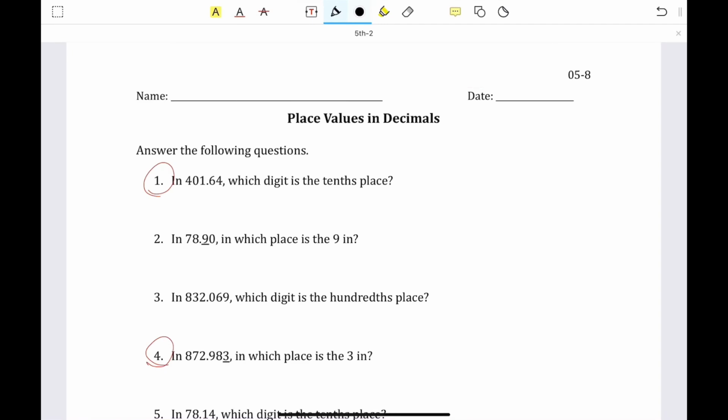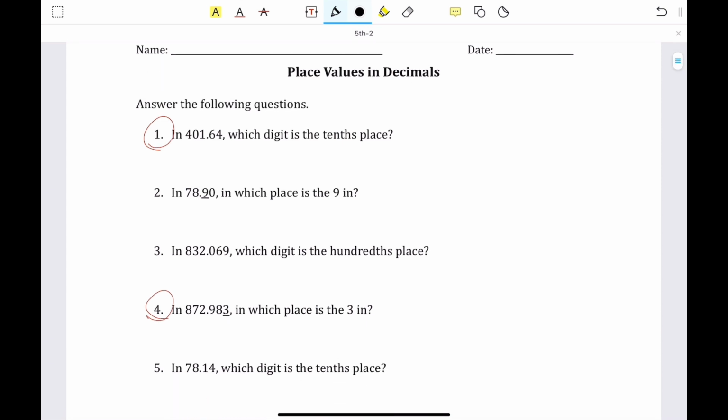Hello, fifth graders. Today we're going to go over place values in decimals, how to round decimals, how to convert from decimals to fractions, and fractions to decimals. So the first one, place values in decimals, we're going to answer number 1 and number 4 together. So number 1, it says, in 401.64, which digit is the tens place?